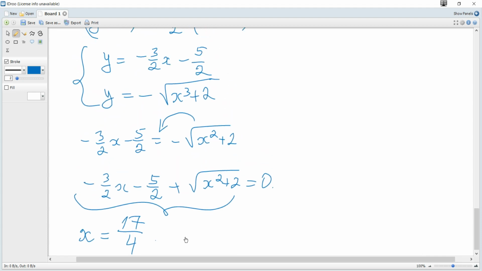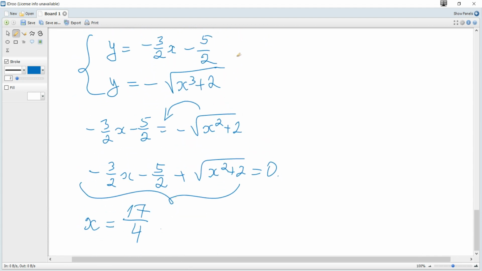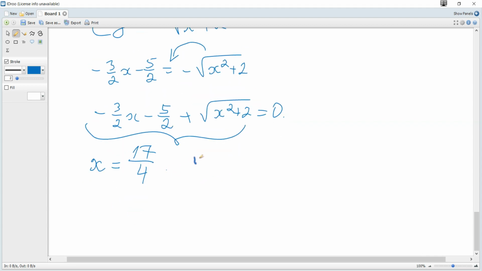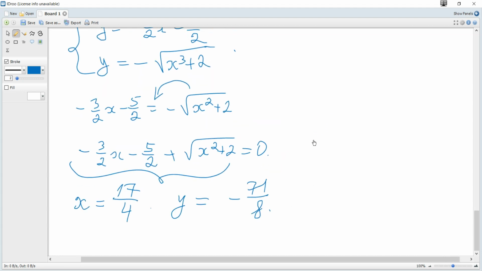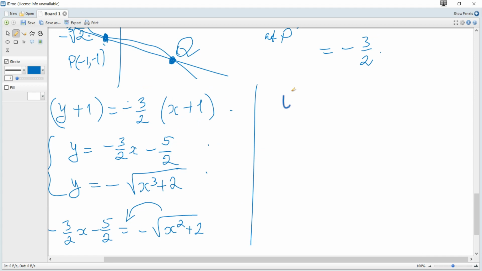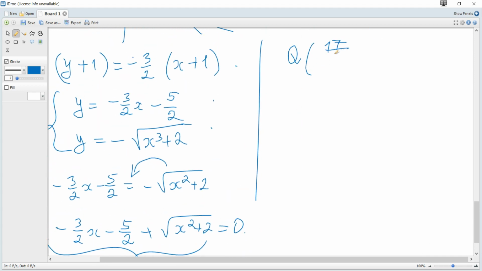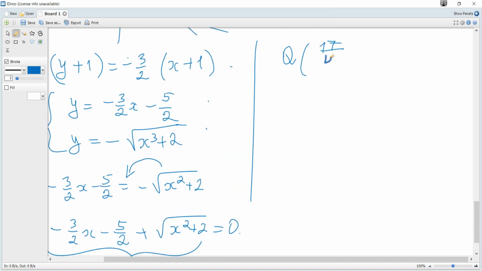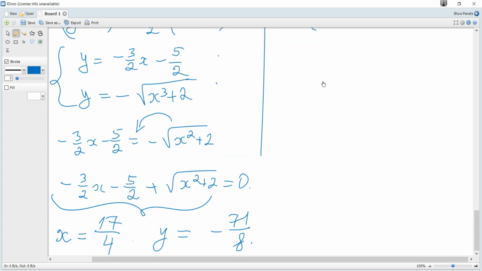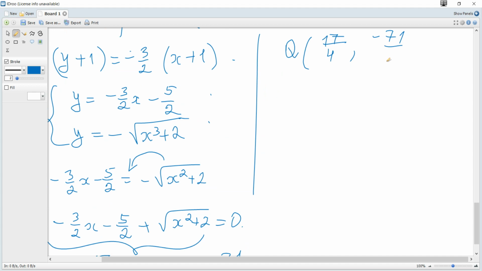And if you do that, you get that x is 17/4, and substituting x into either this or this, it doesn't matter, you get that y is -71/8. Hence Q has coordinates 17/4, -71/8.